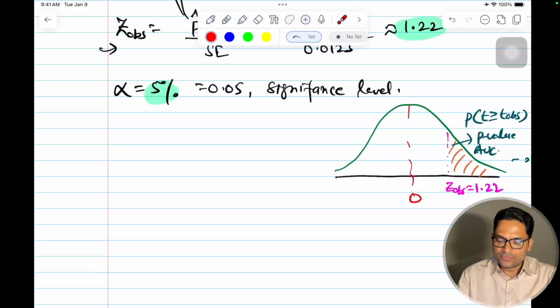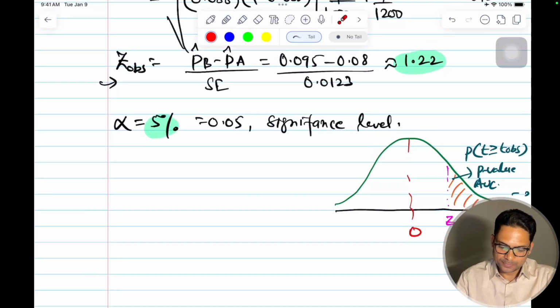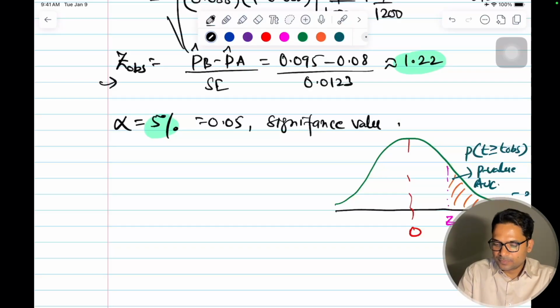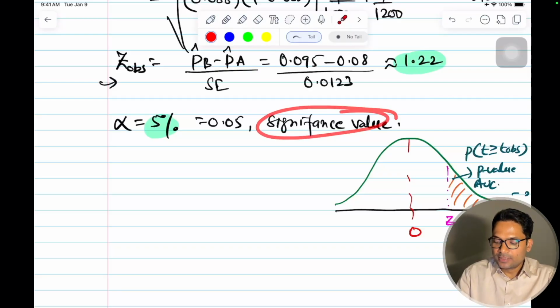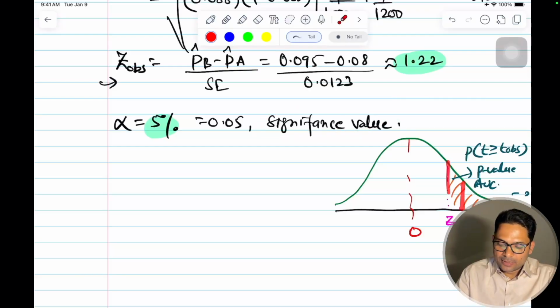Now, for this significance level, if my t alpha is coming here, so my z observed is greater than this, meaning the p value is greater than 5%, so I will accept my null hypothesis. But if my t alpha, the critical value, comes here, meaning the area under the p value is less than 5%, I will reject my null hypothesis.